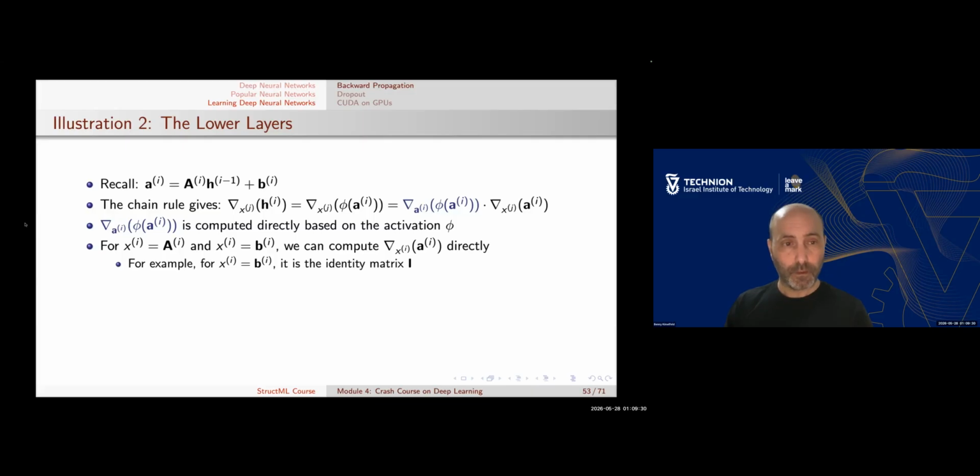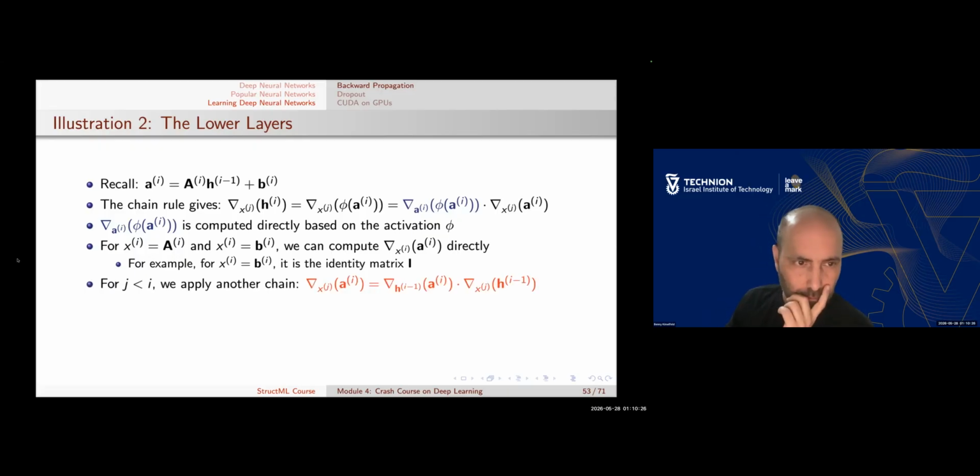Now, if j is i, the layer is i, we can compute this part directly on the ith layer, because the gradient involves only the parameters of the ith layer, x i. For example, if x i is the parameters b i, then their derivative is actually the identity matrix I, because they just appear here directly. Okay, so that's for i.